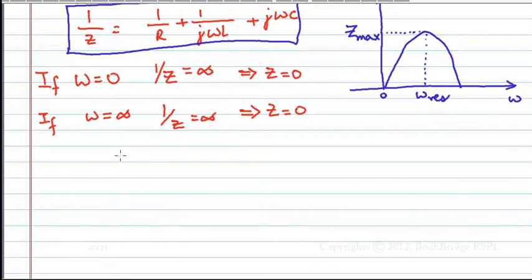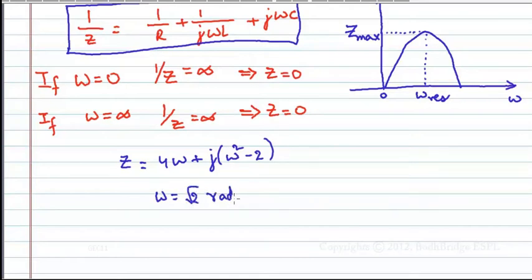See, for example, if Z comes out to be some 4 omega plus J times (omega square minus 2), somewhere we got like this. Then when omega equals root 2 radian per second, what happens? This becomes resistive because the J term goes away. Therefore, this is called the resonance frequency.